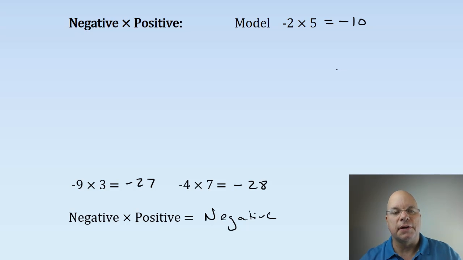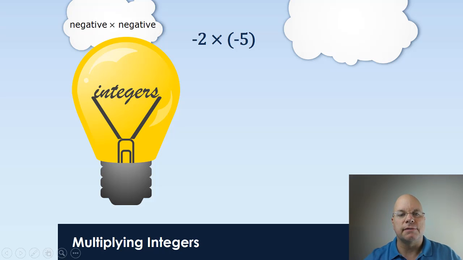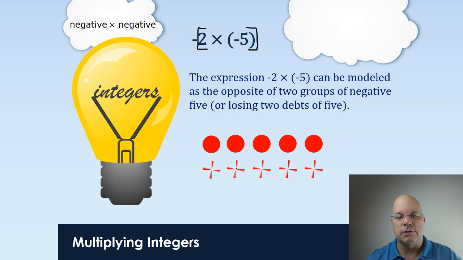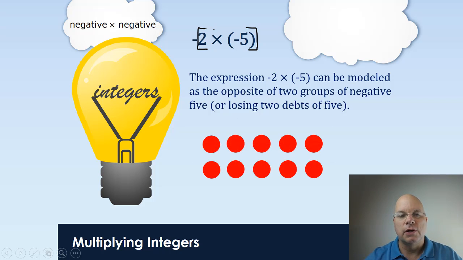The last case we need to think about is negative multiplied by a negative. So we're going to use the same idea we had before of thinking of this first negative as the opposite. So if you look at what's inside the brackets, we can model that as 2 groups of negative 5. So here's a group of negative 5, and here's my second group of negative 5. So what's in the parentheses is negative 10.